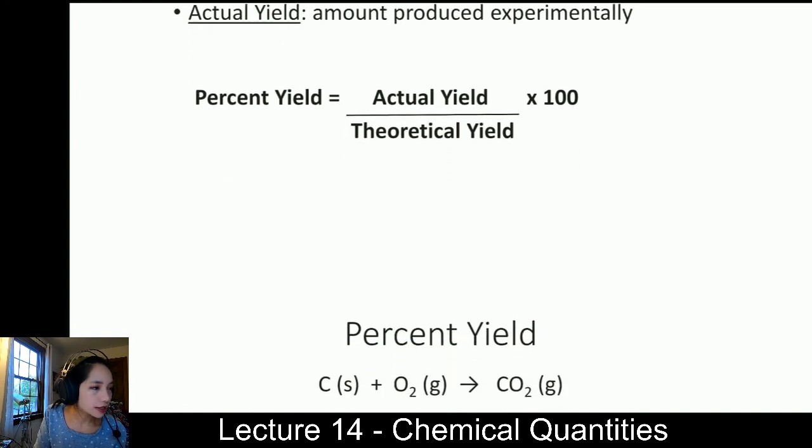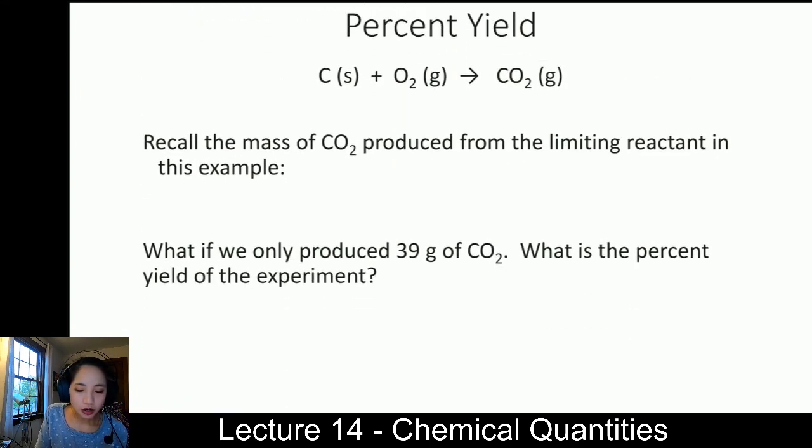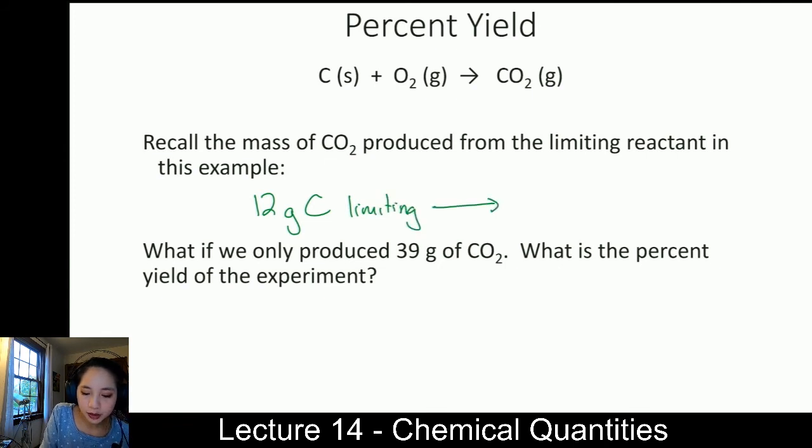And then, so let's actually do an example here. So let's think back to this combination reaction of CO2. So let's remember the mass of CO2 that we produced from the limiting reactant in this example. Remember, we said that our 12 grams of carbon was our limiting reactant. So 12 grams of carbon made 44 grams of CO2.